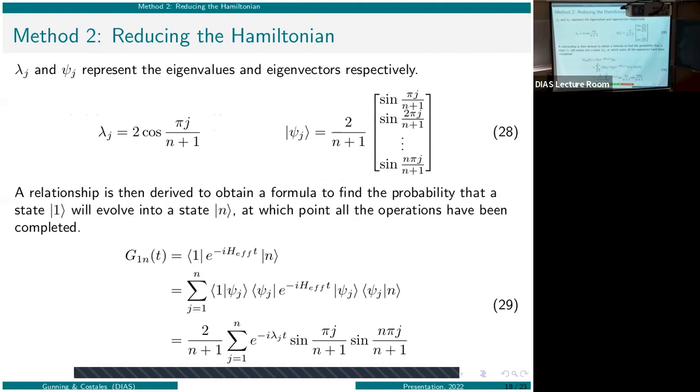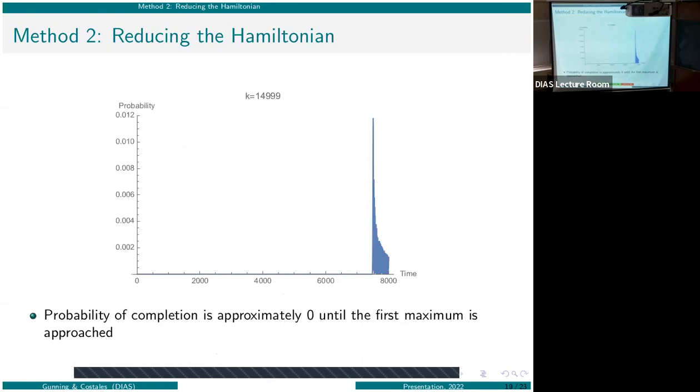And this allows us to find the probability that the program counter, which starts at state 1, which is not the qubit state 0, 1, will eventually evolve into a state n, which is the end of the program counter, where we know that all the operations have now been carried out on our system. And so we're able to find a general expression, given in equation 29, of G1n. And this allows us to plot much, much higher than just k equal to 30. Shown here is the plot of k equal to 14,999, but we were able to go much higher than that as well, to about k equal to 50,000 quite efficiently.